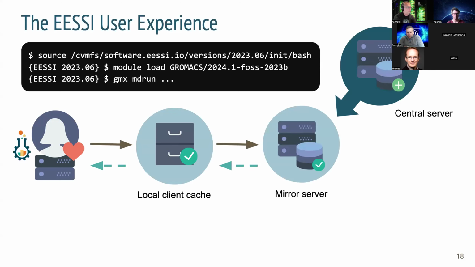So CernVM-FS will first look into its cache. If that cache is not having the data that is necessary, it will pull it from the mirror server, the CernVM-FS Stratum 1. First put it in the cache and then launch the binary. And the mirror server is fed through a central server. That's where we actually add software into.